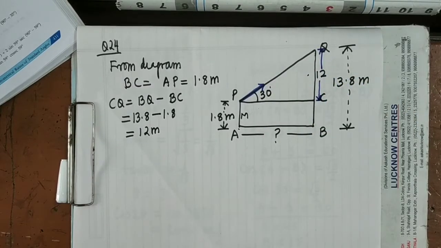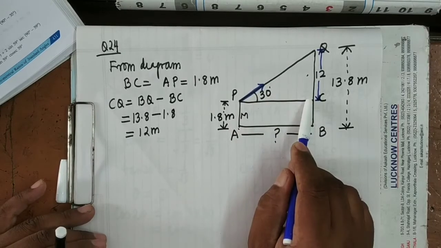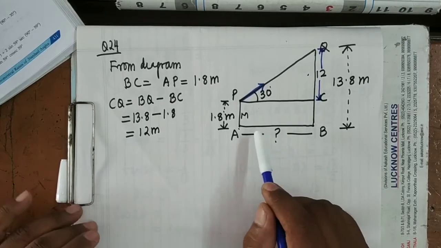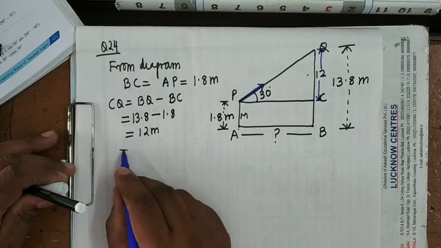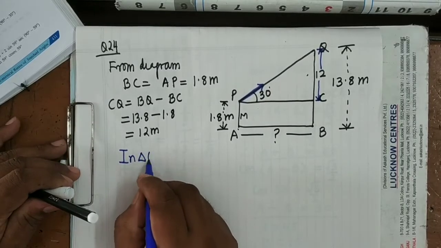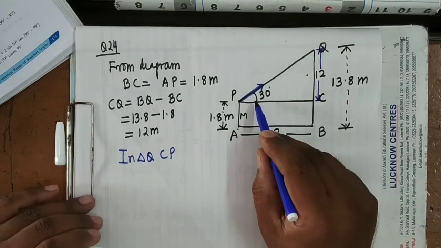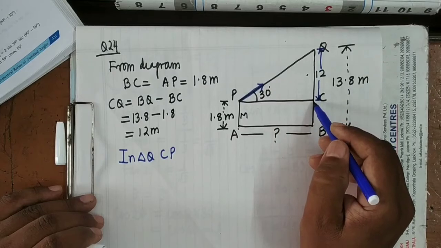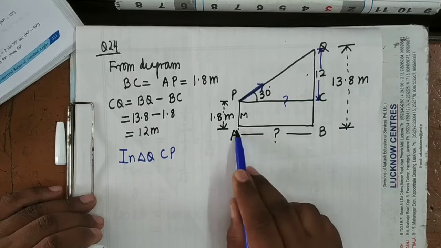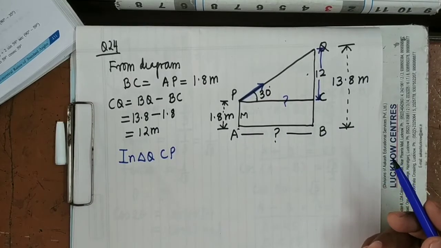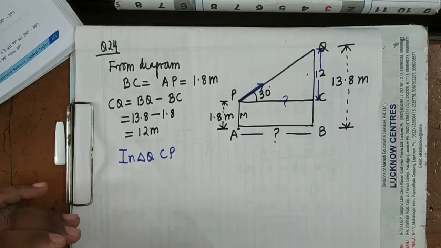It is clear. Now you have to find CP. If you find CP, then you will get AB. Now all of you see here, in triangle QCP, you can see that this angle is given and this side is given. You have to find this side, and if you can determine side CP, then AB will be equal to CP, and AB is known, so you will get the distance of the man from the building.